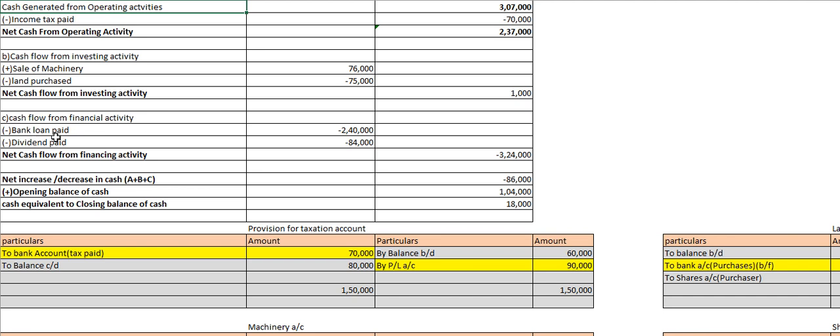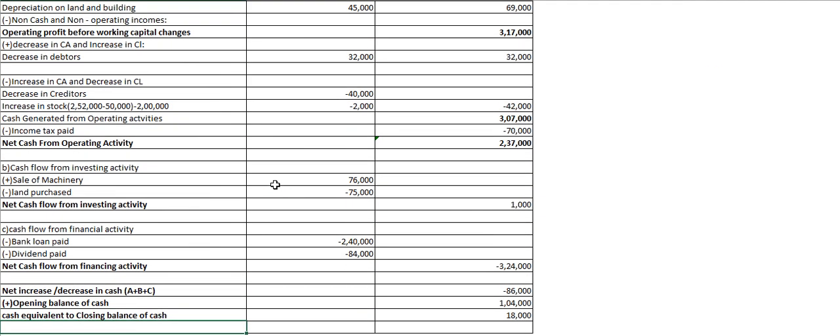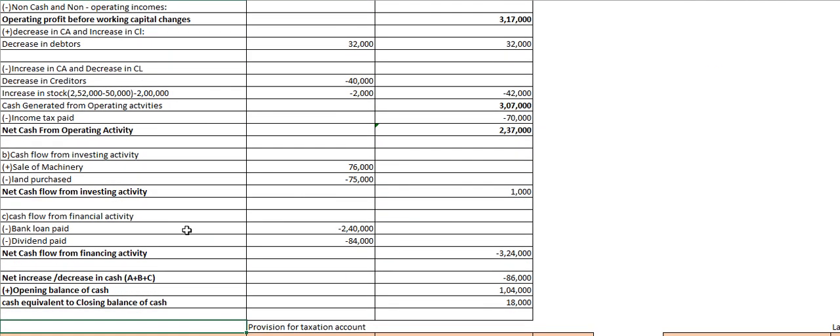Then we have cash flow from financing activities. If you see your question, your share capital has increased, but that has been balanced with the assets purchased, so you will not consider that in your cash flow statement. Then if you see your bank loan, which is long term, that has been reduced, which means the bank loan is paid, and you have your dividend paid. So you will minus your bank loan paid and dividend paid, with opening balance minus closing balance. You will get 2,40,000 and dividend paid is 84,000. The resultant figure is 3,24,000, which is nothing but net cash flow from financing activities.